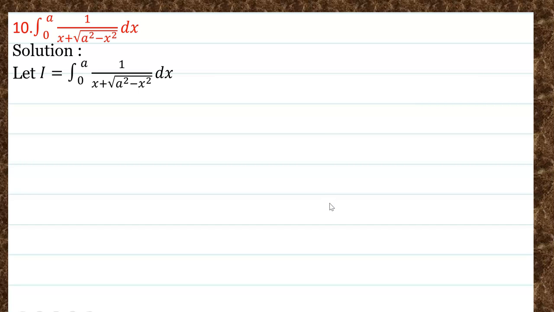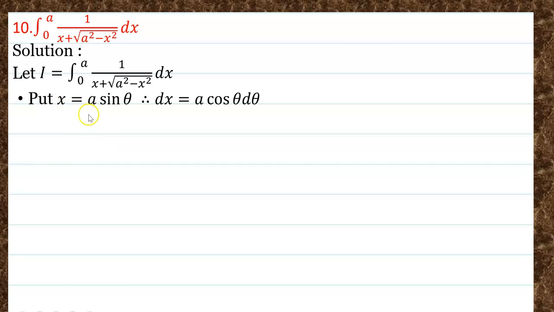Now next question. Question number 10. Integral 0 to a 1 upon x root of a square minus x square dx. Okay. Now this question asked in July 18 ला विचारला गेलेला प्रश्न आहे तो. Okay.